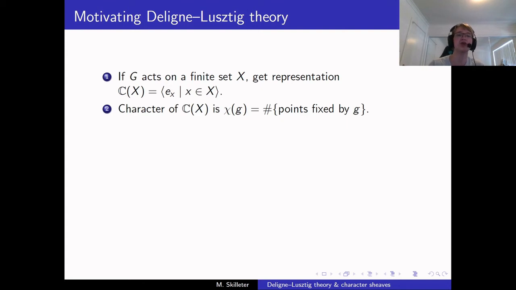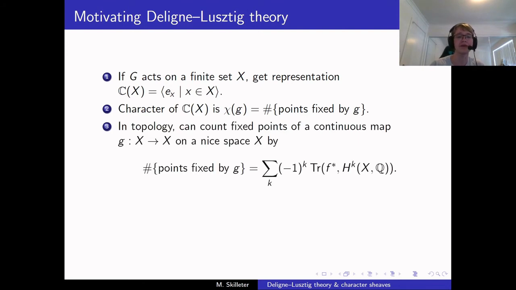So we're going to borrow a result from topology called the Lefschetz-Hopf theorem, which says that if I have a continuous map g from a nice enough space to itself, I can count the points fixed by g by looking at this alternating sum of the traces of the induced maps on singular rational cohomology. Now, there's an analog of singular rational cohomology for varieties called l-adic cohomology with compact support. I don't want to go into it too much, but we can build something that looks like this alternating sum.